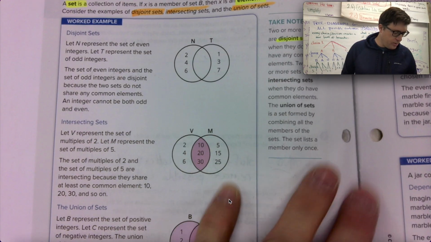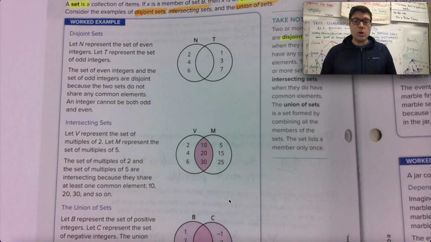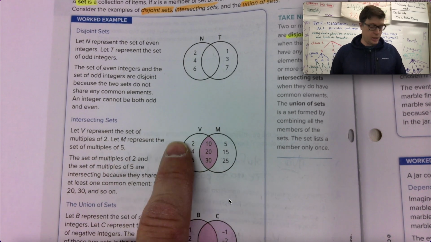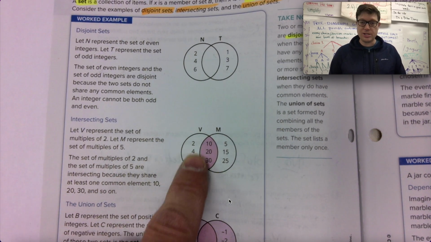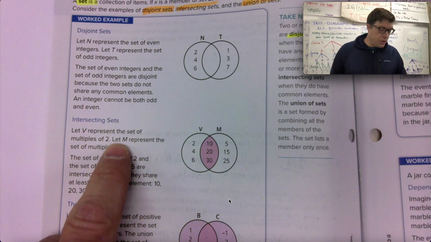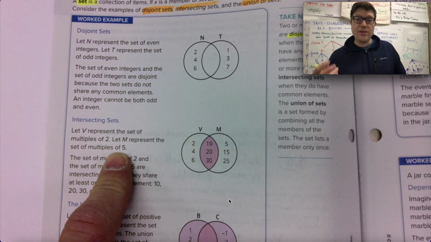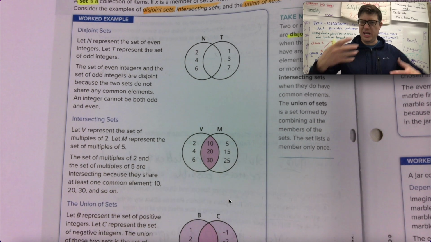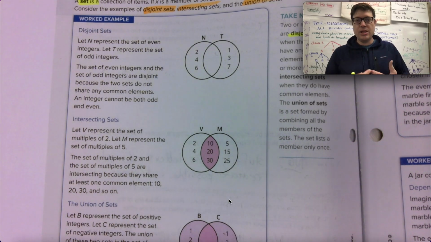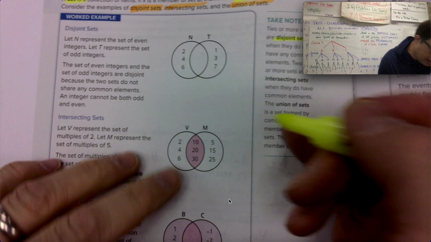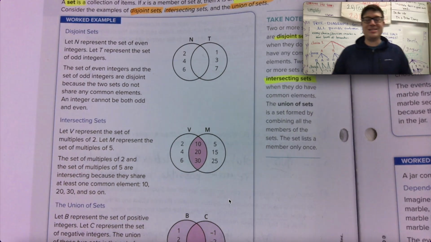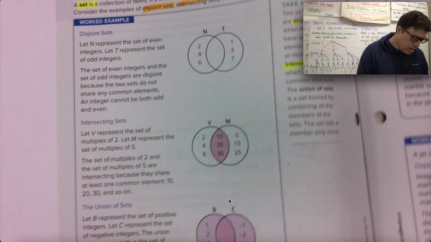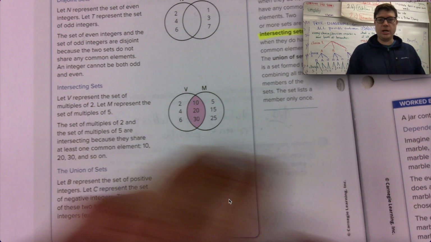In the next example, we have intersecting sets. We have representations of numbers that are multiples of 2, all of these possible numbers in this circle. And then the other group is multiples of 5. There are some multiples of 5 that are also multiples of 2. So there's an intersection of the sets. They are overlapping. In intersecting sets, there is something in the middle that both of the groups share in common.